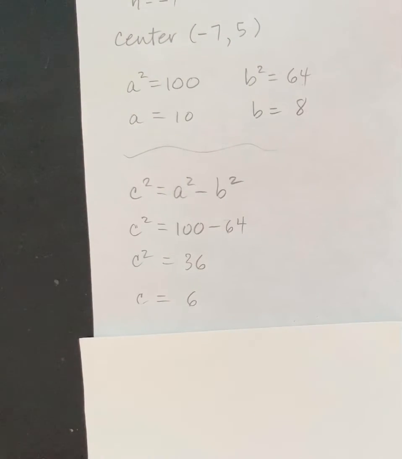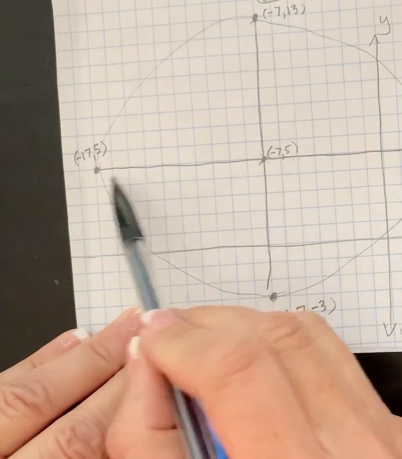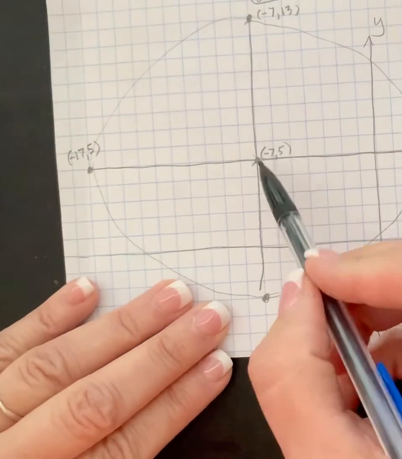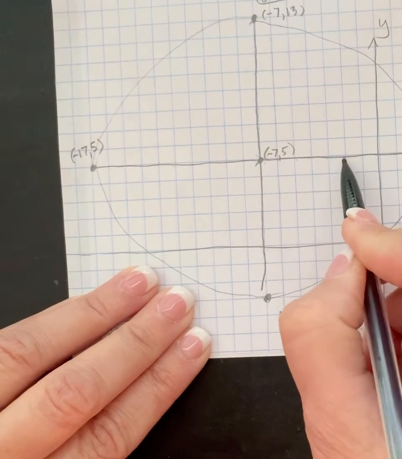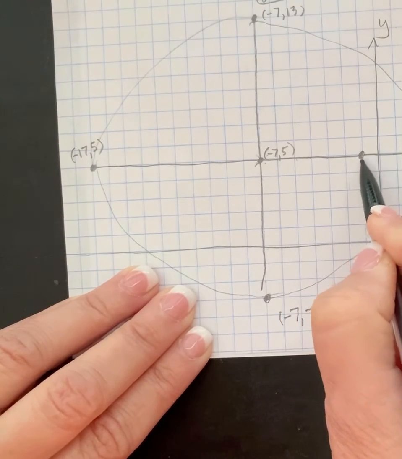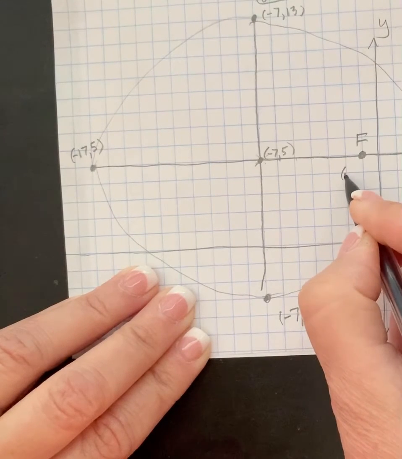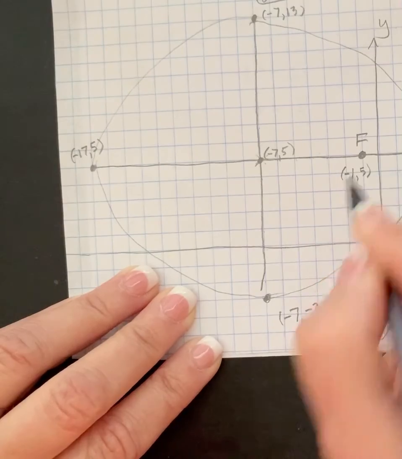So if you go back to the graph, and I really like to look at the graph. Remember, this one's the major. So the foci will be on the major one. So you would go out 6 units from the center. 1, 2, 3, 4, 5, 6. So that's going to be a focus, and that appears to be negative 1, 5.